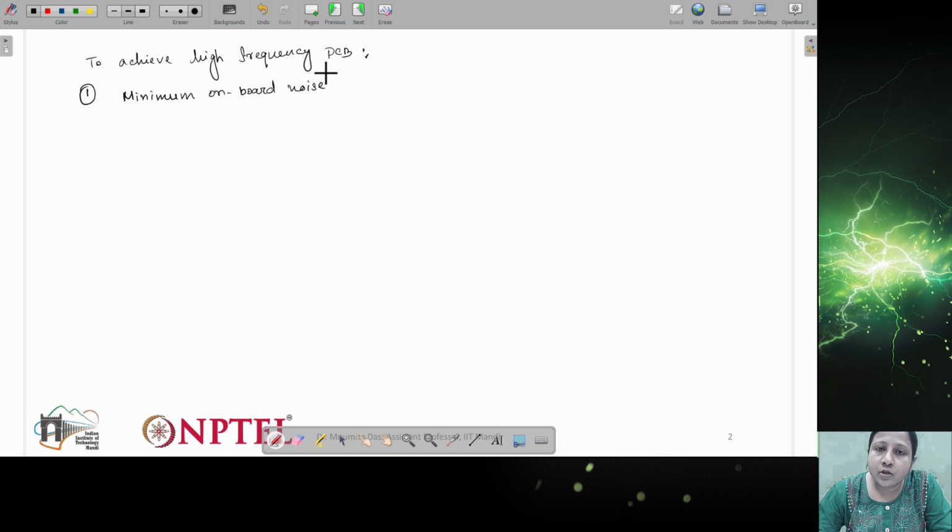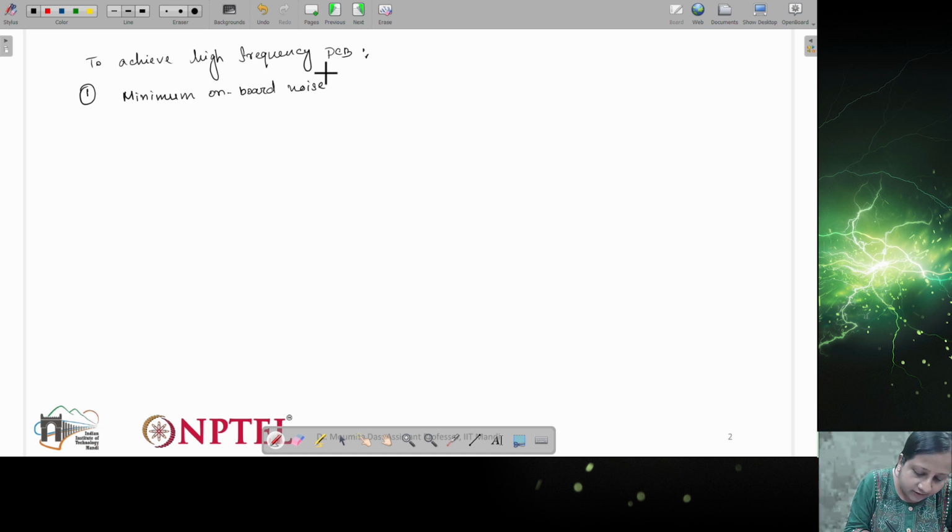When the operation is at slightly lower frequency, the noise effect will be much less as compared to high frequency operation. So we have to consider a PCB design where this noise effect from the board itself will be less. We will see in detail how this noise is coming from the board.